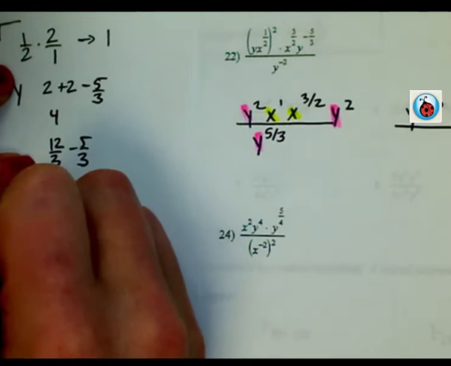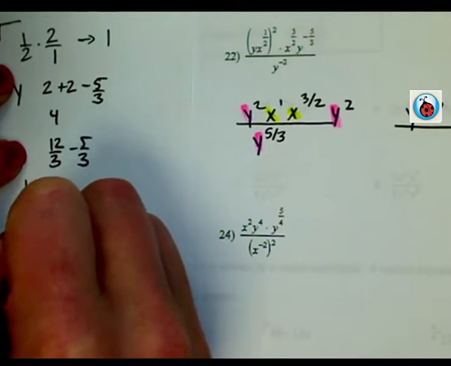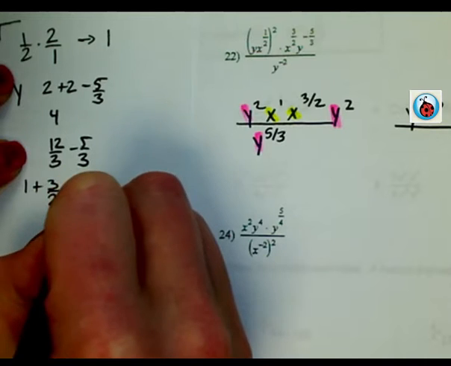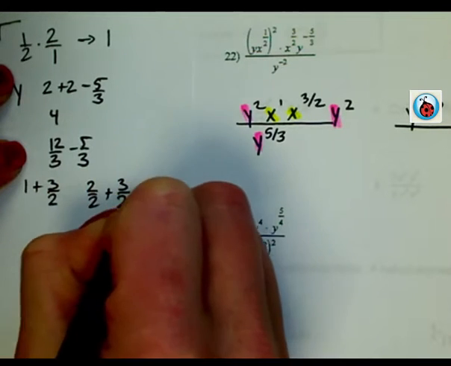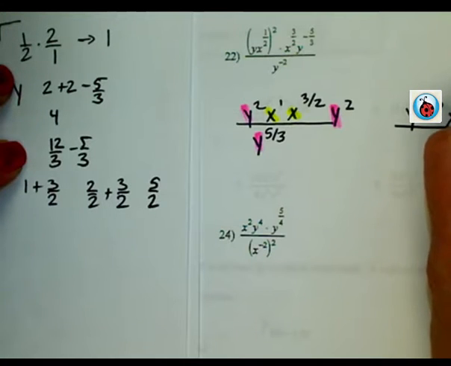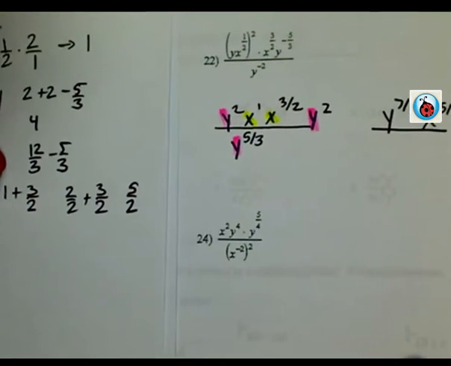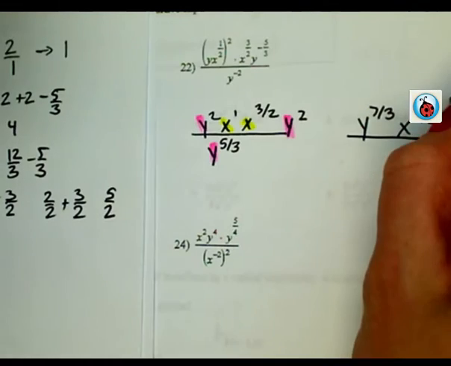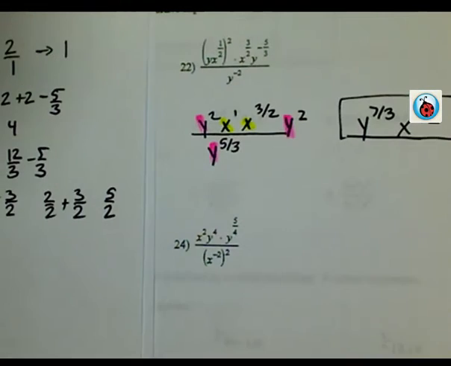Next, we've got the x's. So 1 plus 3/2, so that's 2/2 plus 3/2 is 5/2. X to the 5/2. Turns out I don't need the denominator, so we're just going to turn that into our box. Okay, let's do 24.